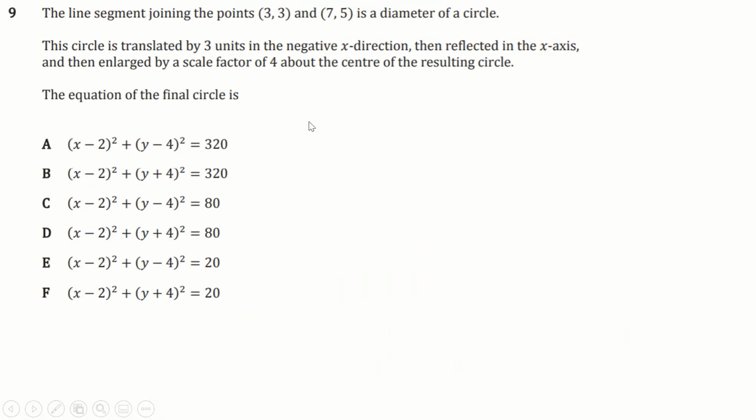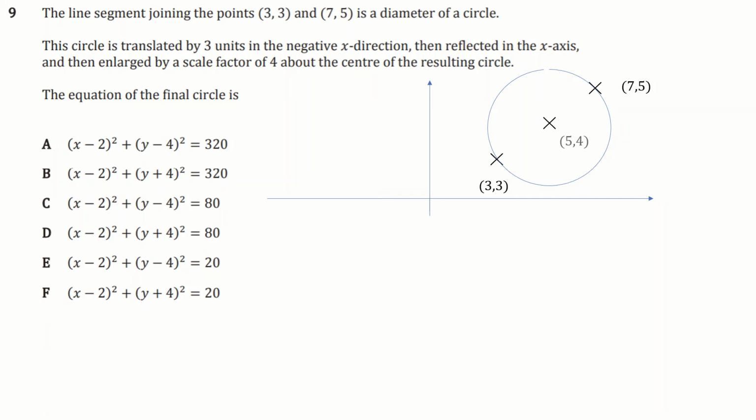Question number 9. So I immediately start drawing when I see this. 3, 3, 7, 5. Apparently they make a circle, and that's the diameter through there. I should have written it in, but I didn't. The diameter is through them, which of course means the center of this circle is just the midpoint of these 2 points, which is this.